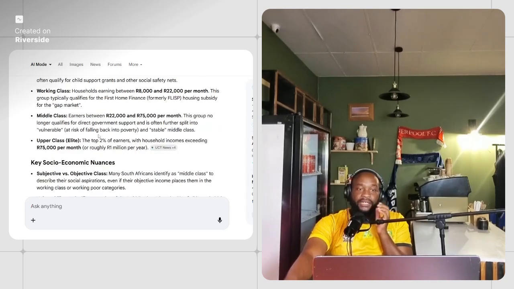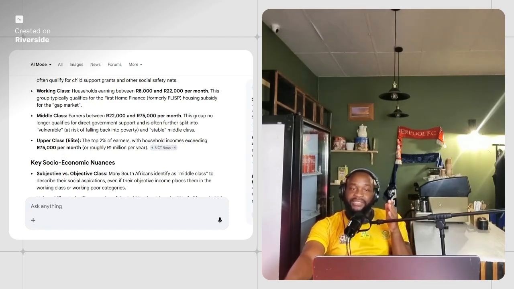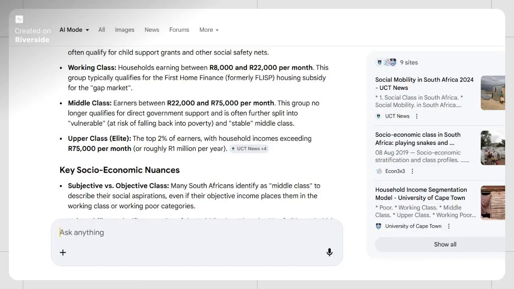And then after the middle class, we got the upper class, and then we got the elite. Upper class or elite is the top 2% of earners, with household income exceeding 75,000 rand per month, or roughly 1 million per year.